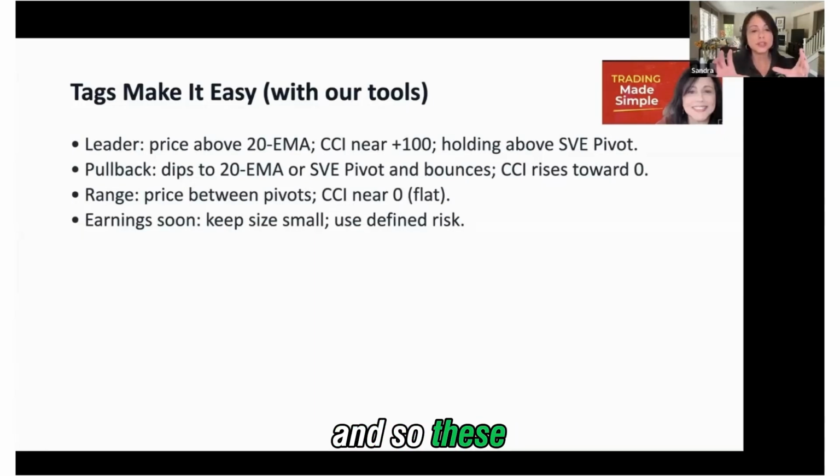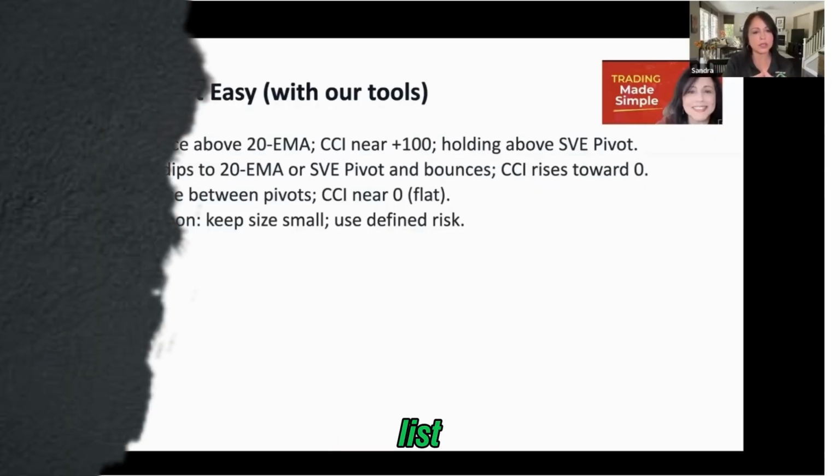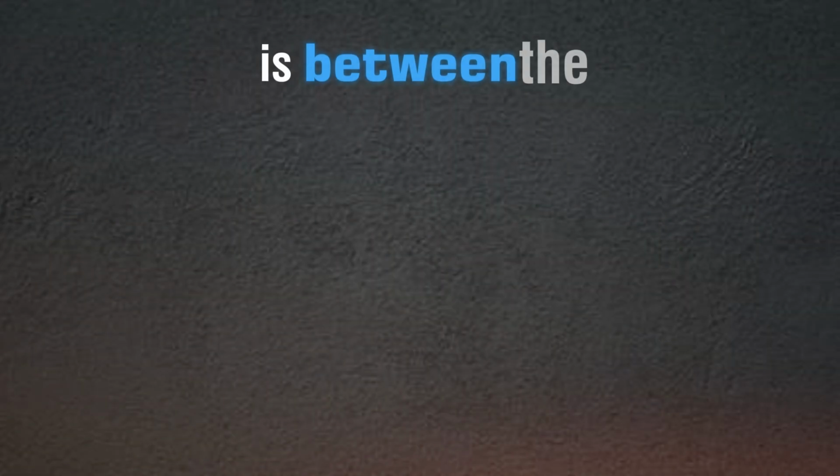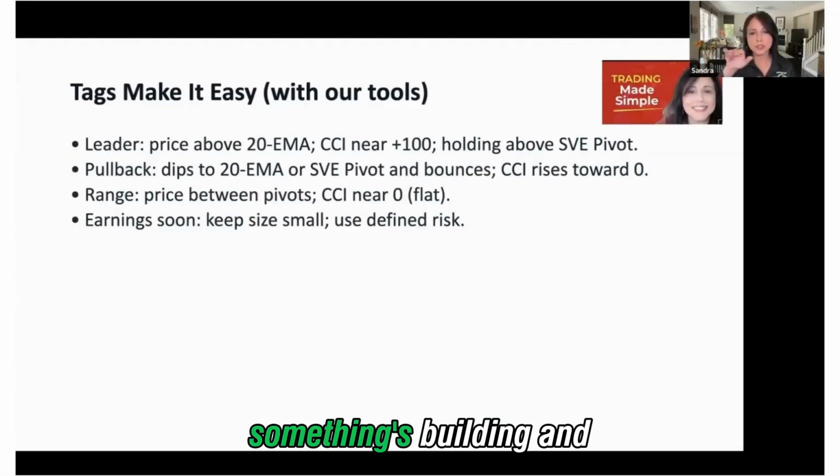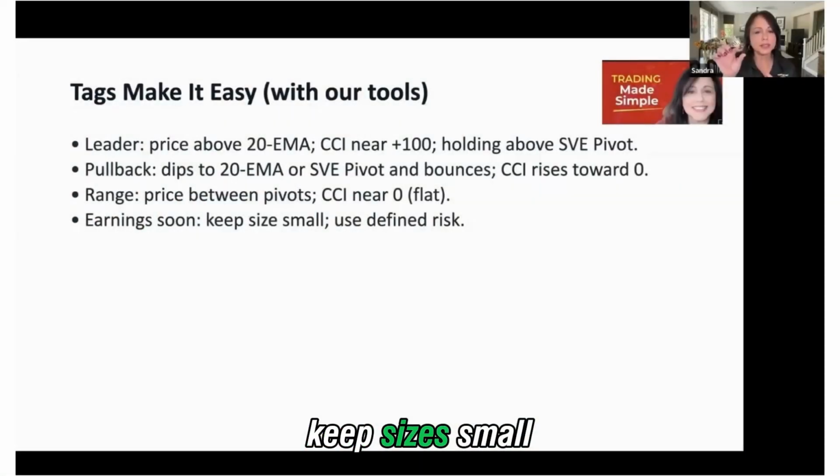And so these are the items that we give you that you can easily create a nice little checklist on your watch list. If the price range is between the pivots or near the CCI 0 line, it's flat, something's building. And then also always keep in mind, earnings, keep sizes small.